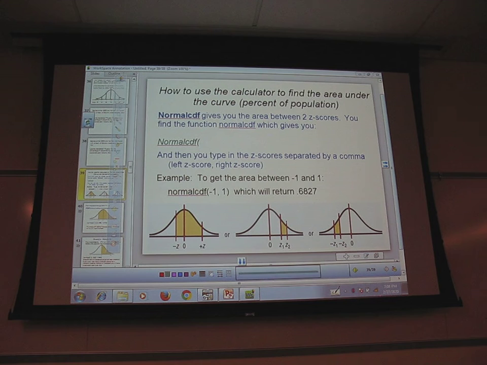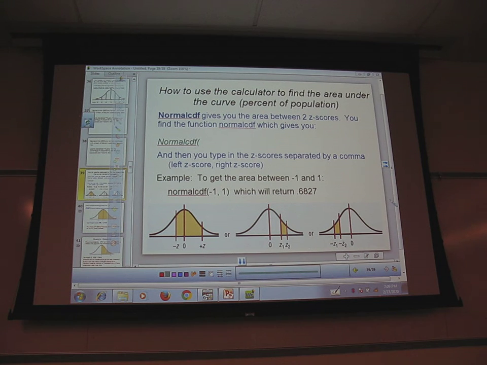How to use the calculator to find the area under the curve, percent of the population. Normal CDF gives you the area between two z-scores. You could find the function normal CDF. Yep. And so then it looks like this. When you type in normal CDF, it gives you this with a little parentheses. Keep going. And then you type in the z-scores separated by a comma.